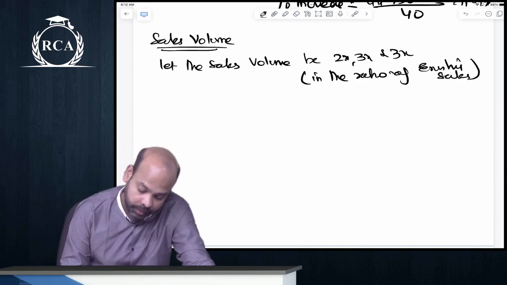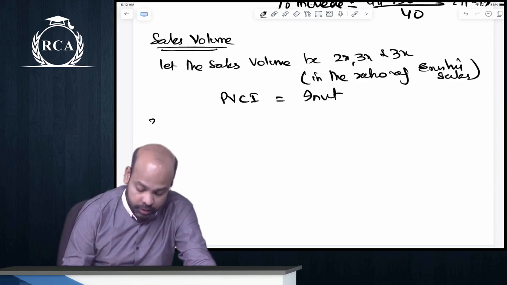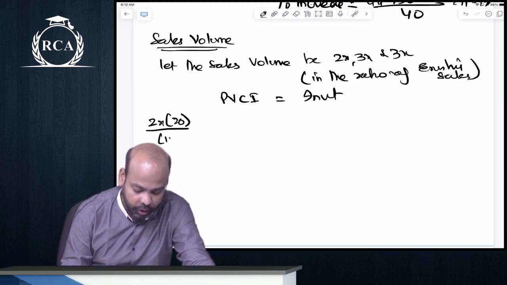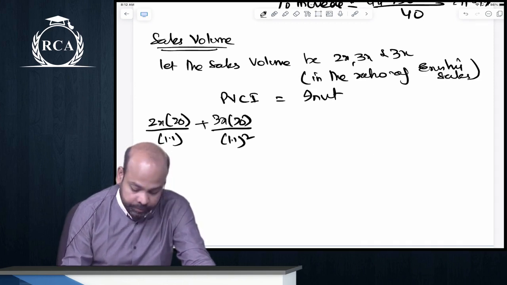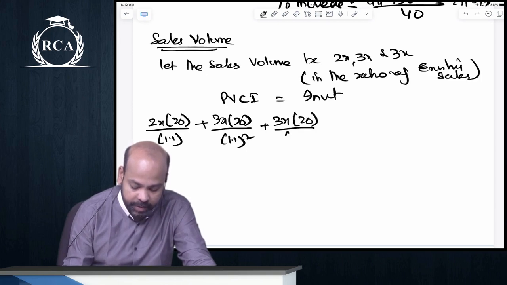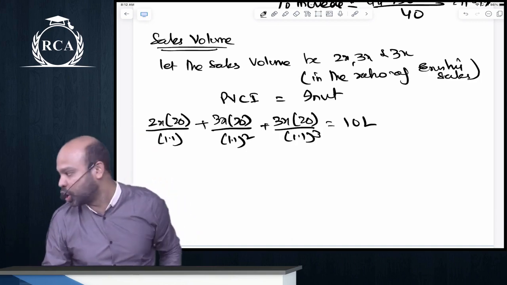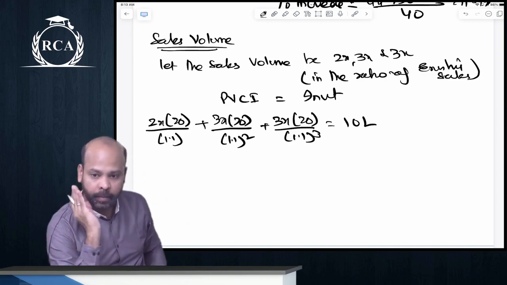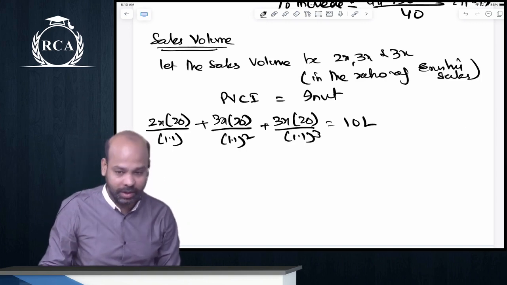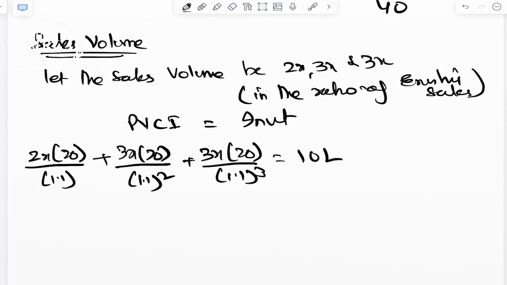So I will equate the present value of cash inflows to the investment. So 2x into 20 rupees. Why 20 rupees? Contribution per unit is 20. 3x into 20 and 3x into 20, divided by 1.1 whole cube, should be equated to how much? 10 lakhs. Using this relation, compute the value of x, beta. Put in some effort, you too. Let them do it, beta, please. Use this relation and get the answer.